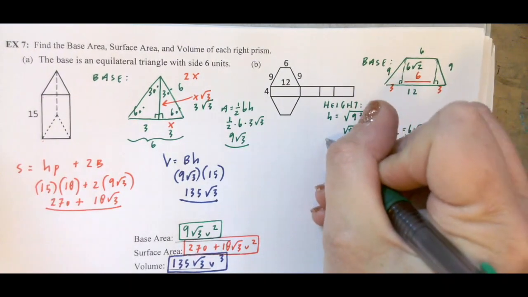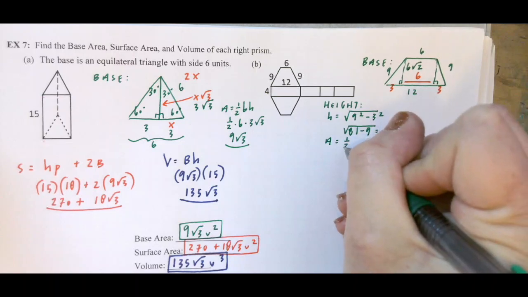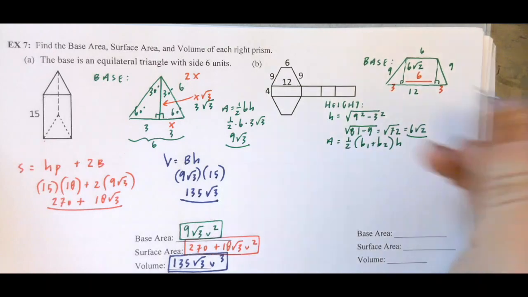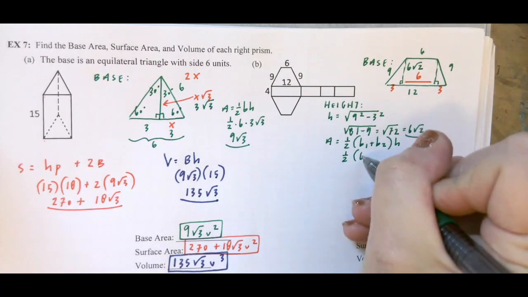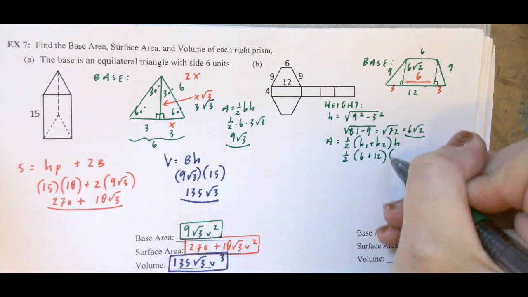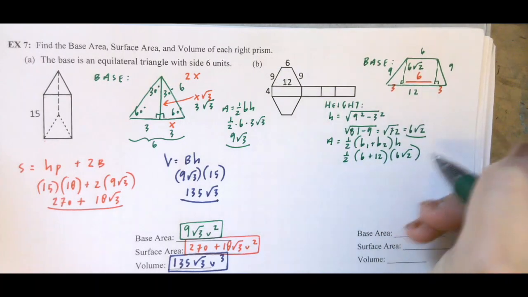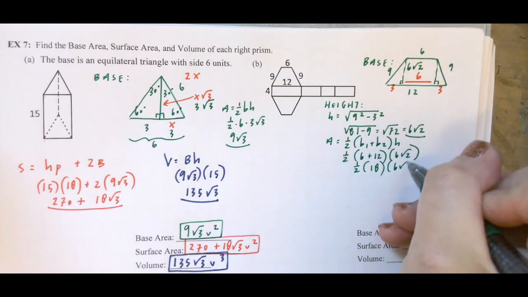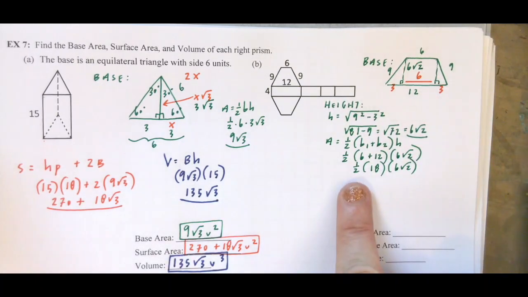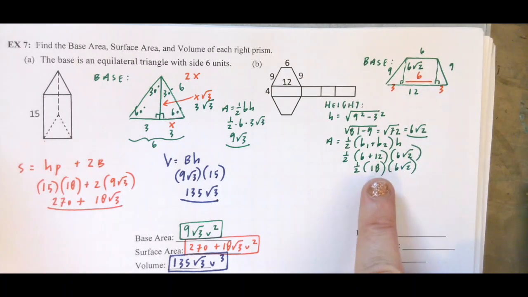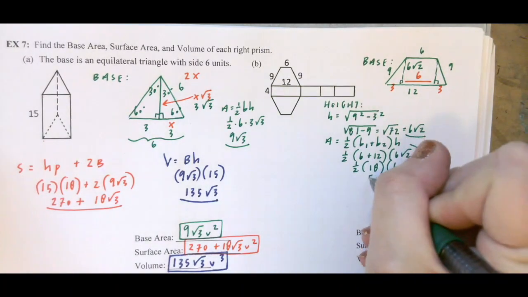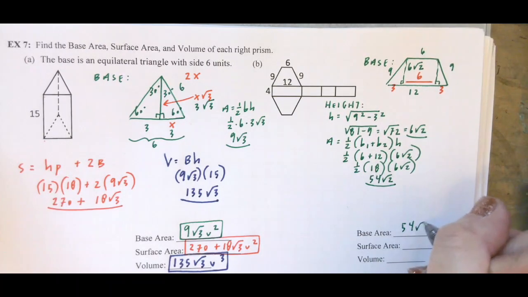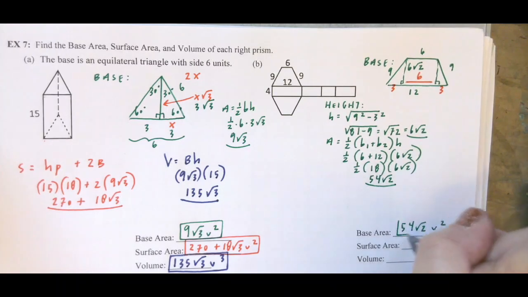Now I need the area of the trapezoid. So I know it's the average of the two bases times the height. So half of 6 plus 12 times 6 root 2. So half of 18 times 6 root 2. So if I multiply that across, half of 18 is 9. 9 times 6, I'm at 54 root 2. So base area is 54 root 2. Units are squared.